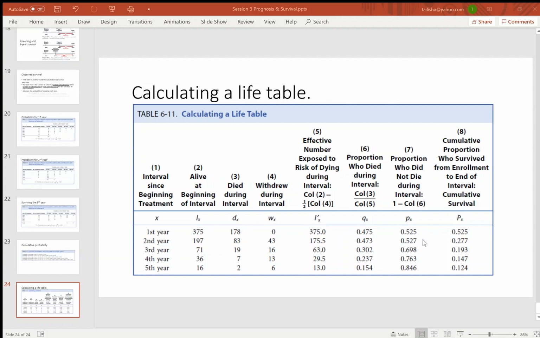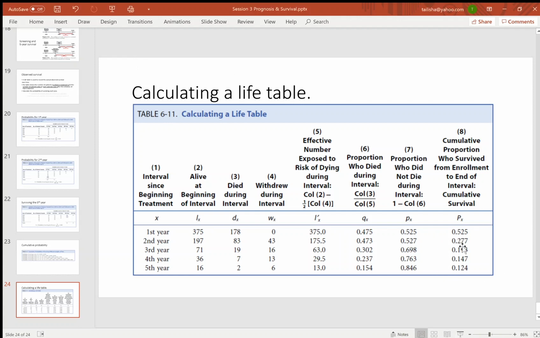So if you were watching, you're multiplying the first number by the proportion who did not die, and that's how you're getting your cumulative proportion. Then you multiply this number by, you multiply column 8 by column 7, you get this number. You multiply this number by column 7, you get this number. So that's why I say it's a Z formation.